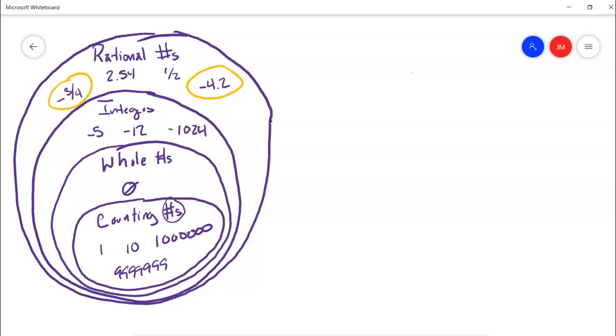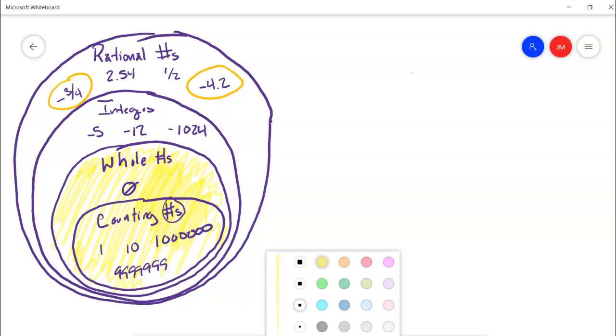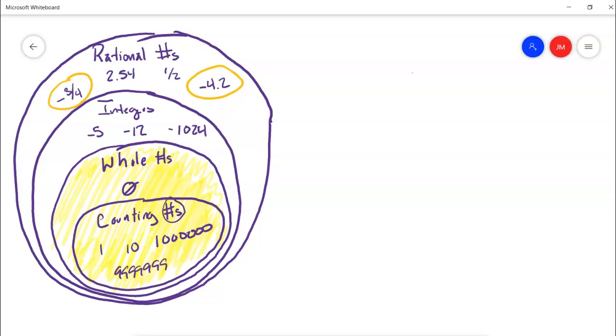So if you're dealing with a whole number, any whole number, and I'm going to shade all the whole numbers, notice this yellow circle that I'm shading is completely and totally inside rational numbers and integers. So any number that fits inside of these can be classified as any of the larger categories. When we do it like this, what we're talking about is the most specific value.